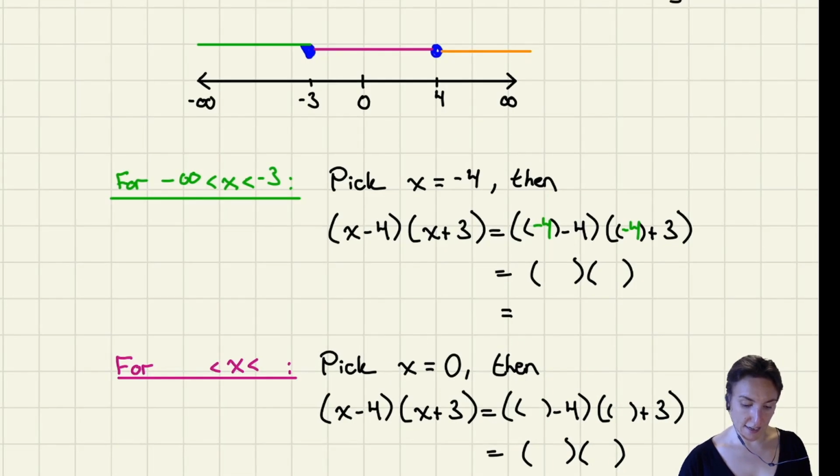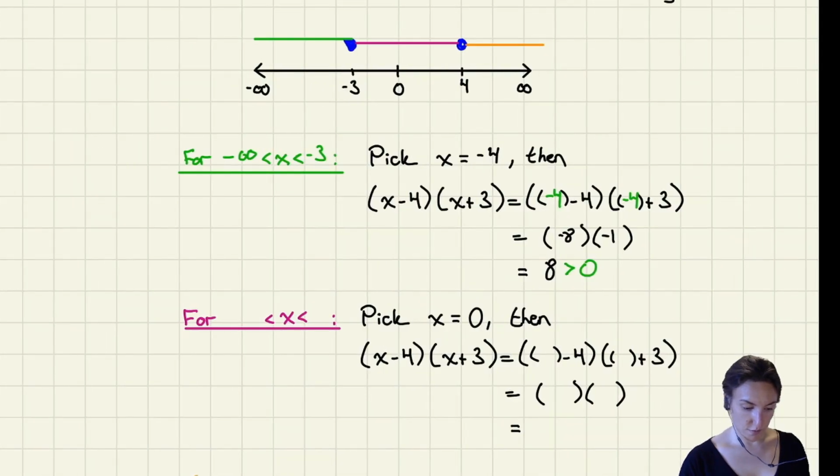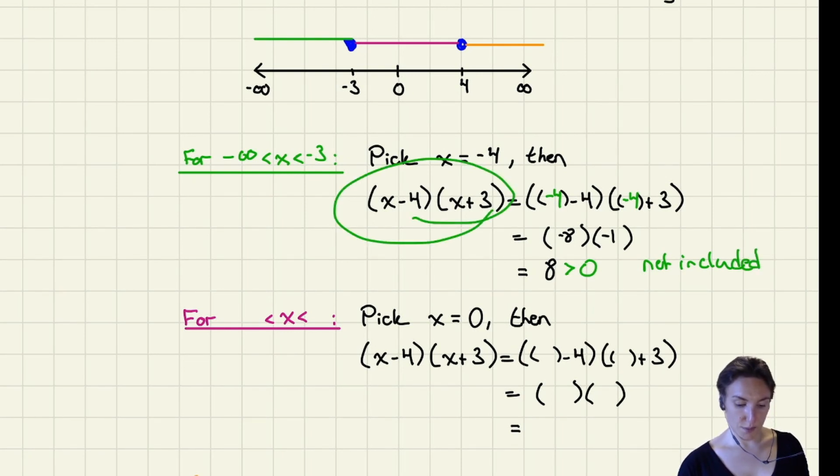So I'm going to get -8 for this part, and I'm going to get -4 plus 3, this is -1. So negative times negative, this is a positive value. I'm getting that it's greater than 0, not that it's less than 0. So it is not included. So this here, not included. Why? Because we want this here, x minus 4 times x plus 3, we want it to be less than 0.